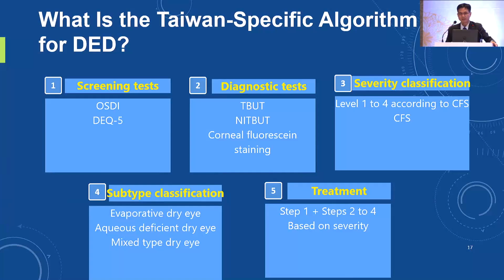And what is the Taiwan-specific algorithm for dry eye disease? Not so much different, but we emphasize, aside from the subjective questionnaire, that we adopt tear breakup time, either non-invasive or invasive, plus corneal fluorescein staining, in staging the level of the dry eye disease according to the corneal fluorescein staining. We also subtype dry eye into evaporative, aqueous deficiency, or mixed type. And a four-step treatment for each severity is recommended.